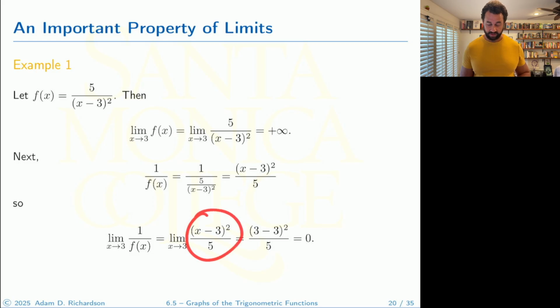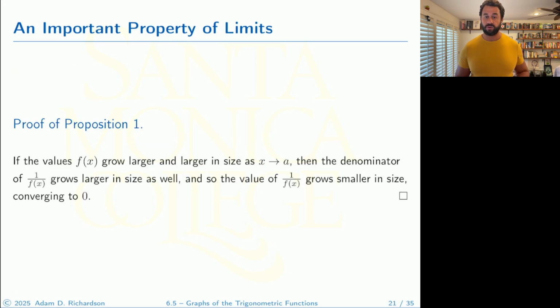And if you take the limit here as x goes to 3, you can just plug the number in at this point because this function is continuous at x equals 3. You can just plug in the number 3 for x and you'll see that you get a 0. So that's the important property. Let's prove it real quick. The proof is very intuitive. It's straightforward. Here, I'll explain it right now.